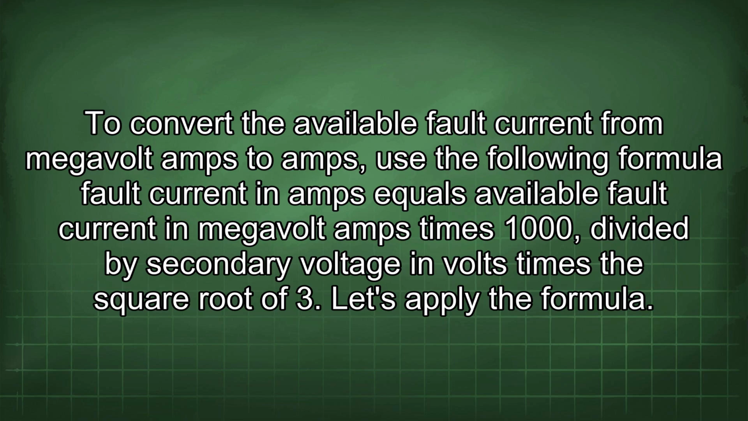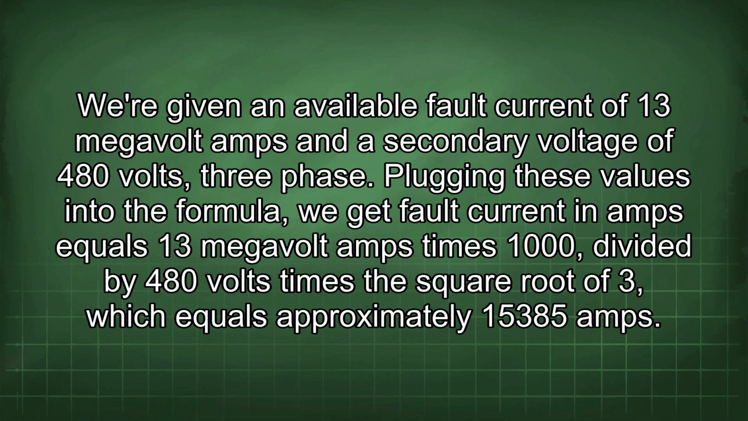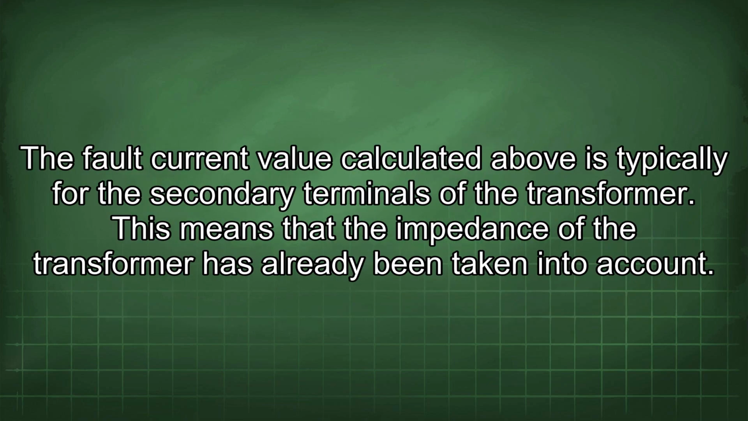Let's apply the formula. We're given an available fault current of 13 megavolt amps and a secondary voltage of 480 volts, 3-phase. Plugging these values into the formula, we get fault current in amps equals 13 megavolt amps times 1000 divided by 480 volts times the square root of 3, which equals approximately 15,385 amps. The fault current value calculated above is typically for the secondary terminals of the transformer.